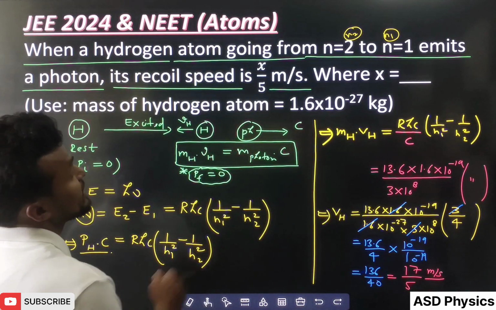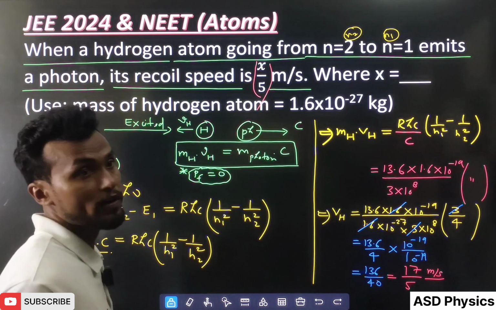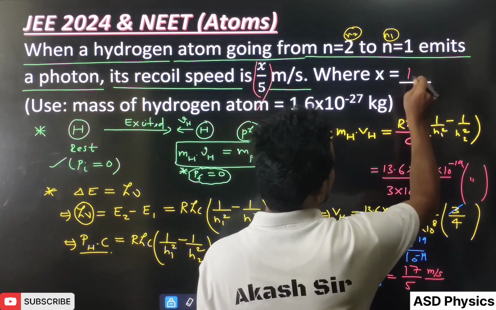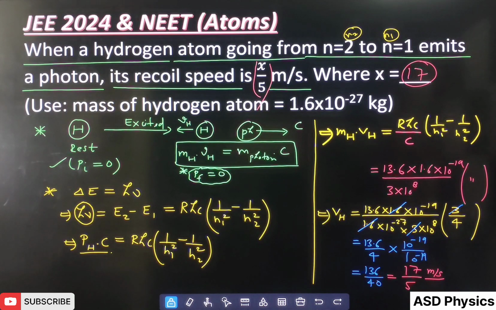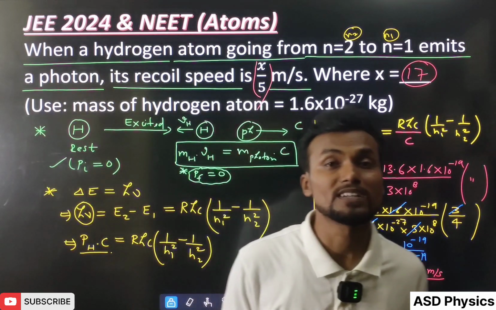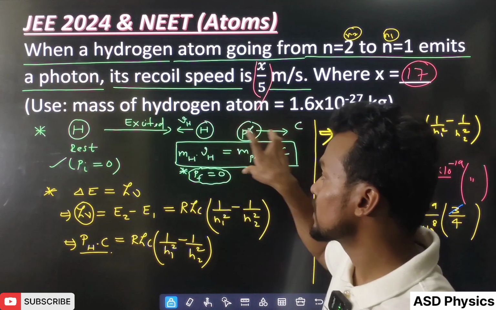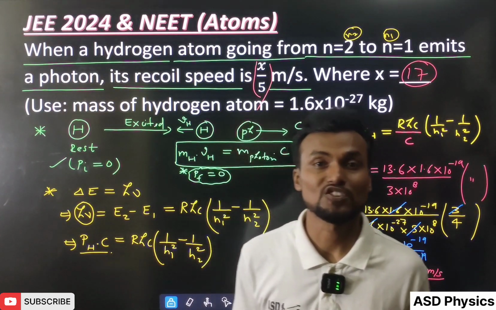So here they are telling x by 5. So what is the value of x? The value of x will come here 17, students. So see very well how I have used this Rydberg formula to calculate the recoil speed of the hydrogen atom, and this is based upon the conservation of the momentum.